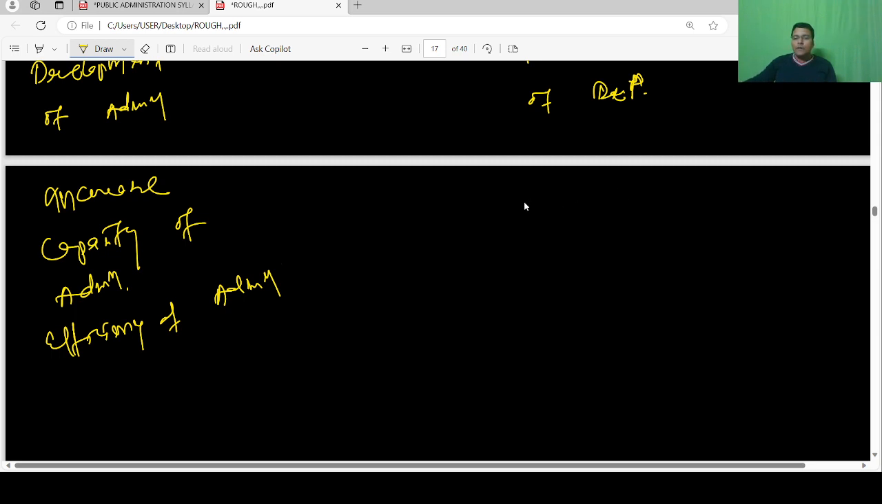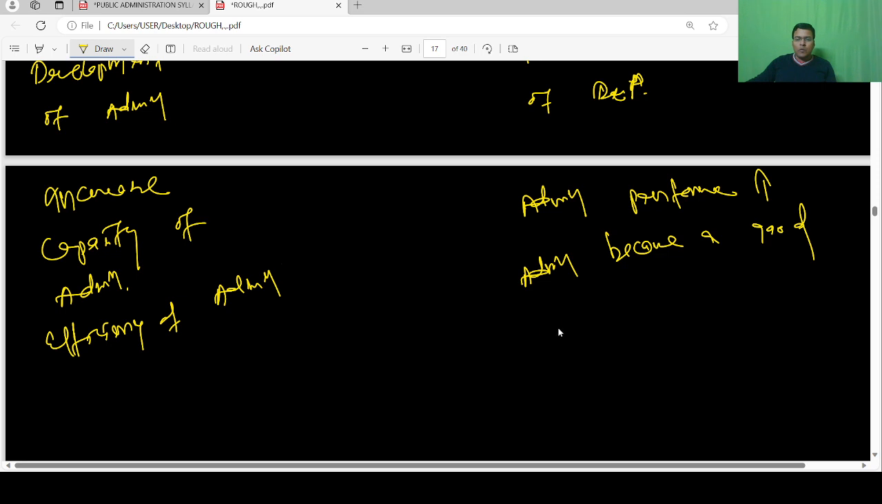So here administration's performance increases. Administration becomes a good actor and ensures development.